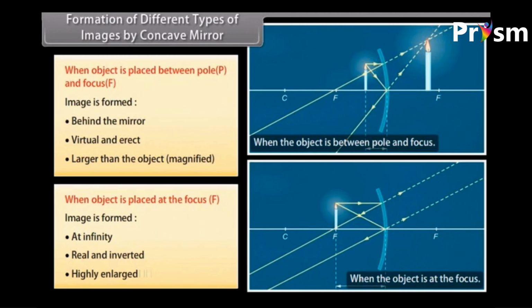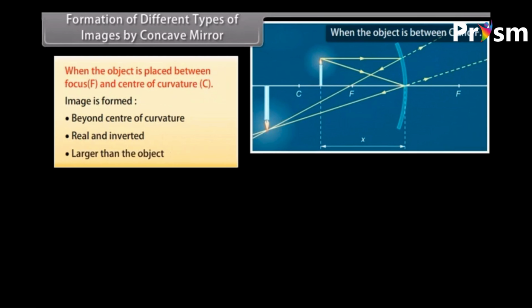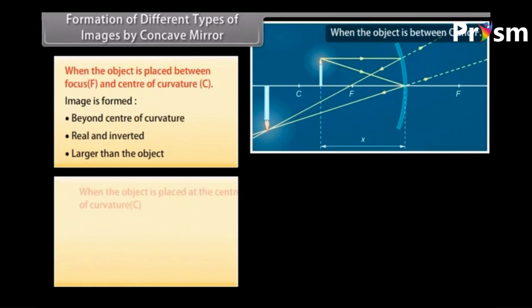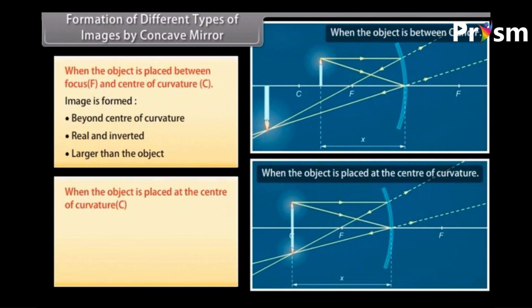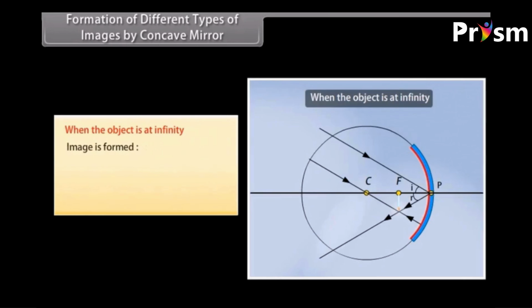When the object is placed between focus F and the center of curvature C, the image is formed beyond the center of curvature, real and inverted, larger than the object. When the object is placed at the center of curvature C, the image is formed at the center of curvature C, real and inverted, same size. When the object is at infinity, the image is formed at the focus, real and inverted, smaller than the object.